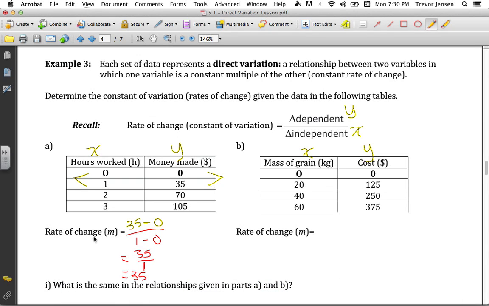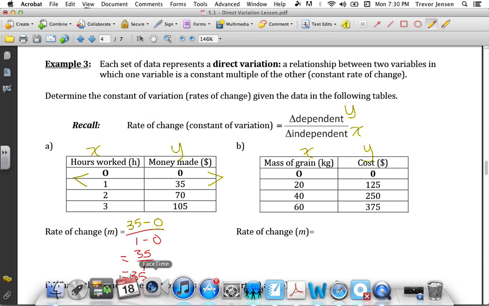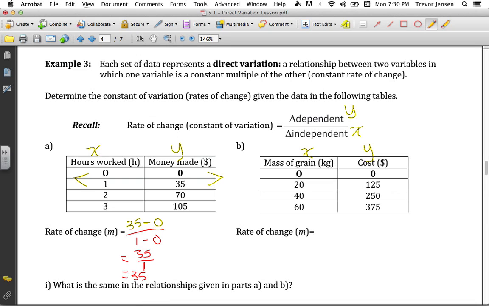So my constant of variation, or rate of change, for the relationship between money made and hours worked is 35. So I'm actually making $35 per hour. Not bad.